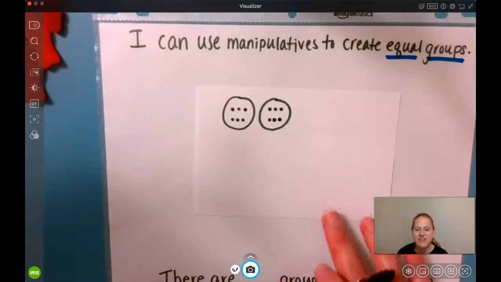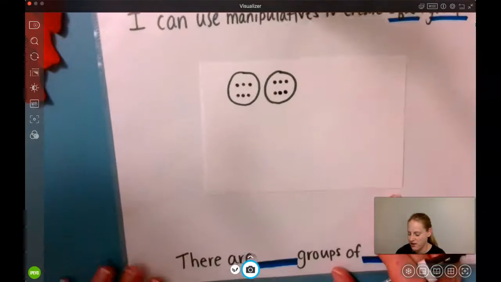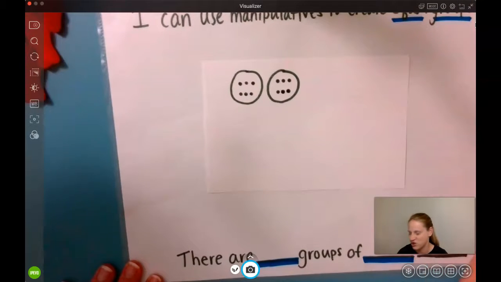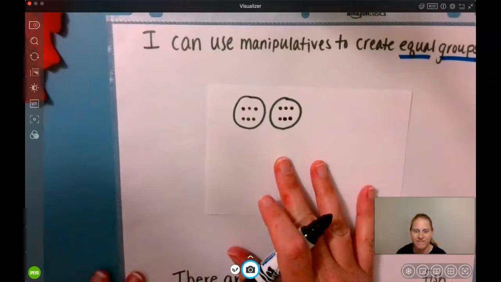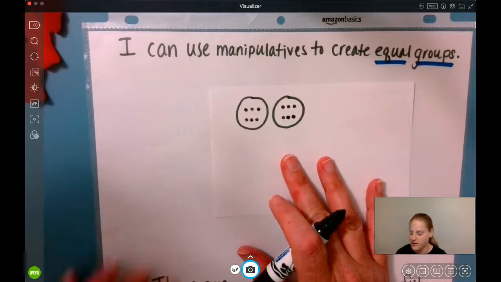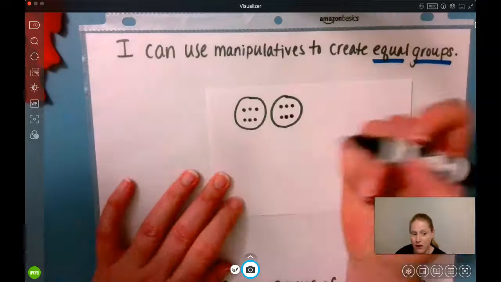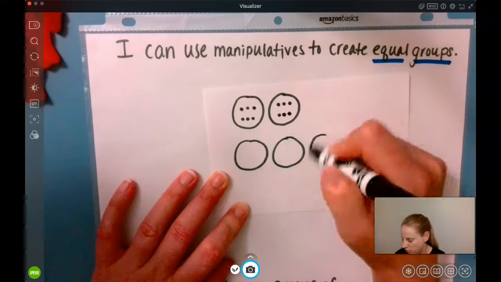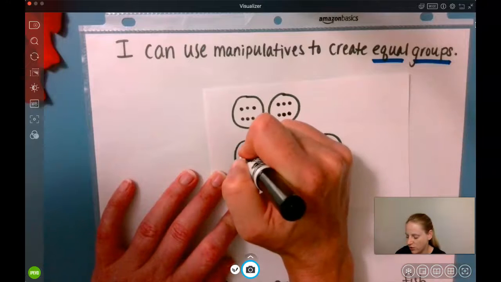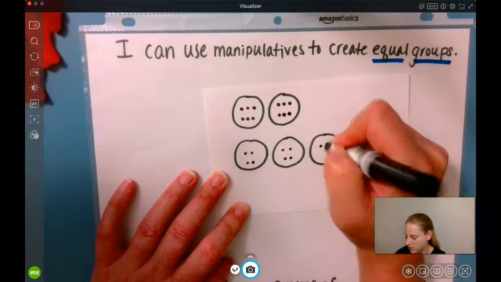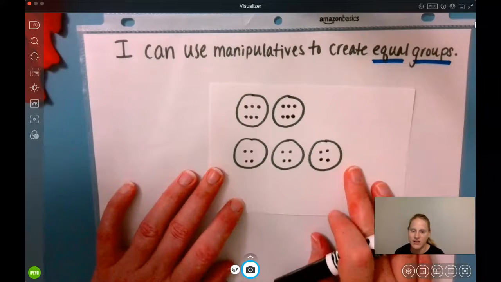Nice. Did anyone have a different solution? So far there are 2 groups of 6 counters, not fish. Who did it a different way? What did you do? Oh, so you had 3 groups, 1, 2, 3, of 4 counters in each. 1, 2, 3, 4, 1, 2, 3, 4. Thumbs up if you organized your counters this way.